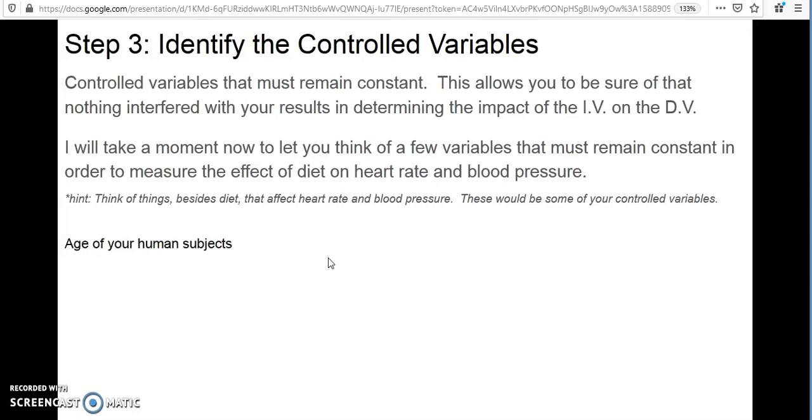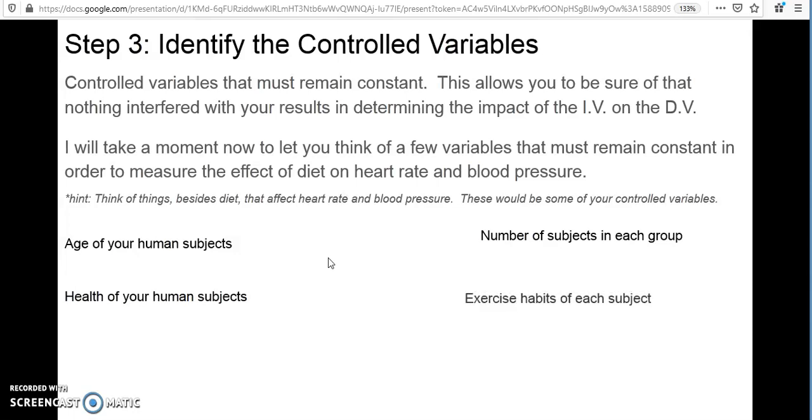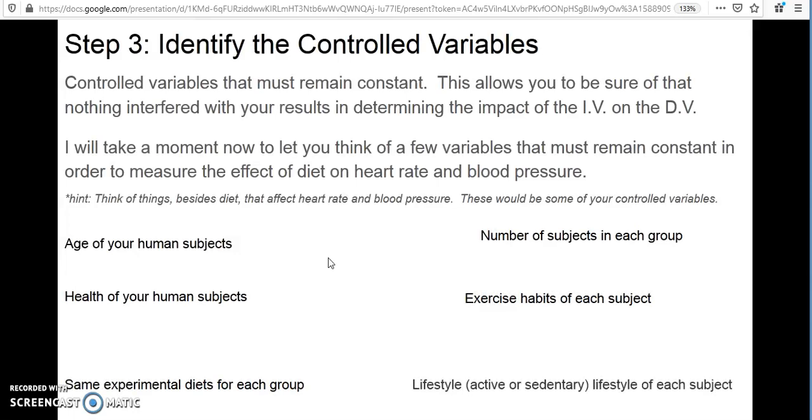And if you're coming back now, you can take a look at some of the factors that affect heart rate besides diet that you would want to consider before carrying out an experiment like this. Of course, the age of your human subjects certainly could affect their resting heart rate and their blood pressure. The health of their heart and their general body health could affect them too. You want to make sure that each group receives the same experimental diet, that the number of subjects in each group is the same, the exercise habits of each subject is the same, and the lifestyle of each subject is the same.